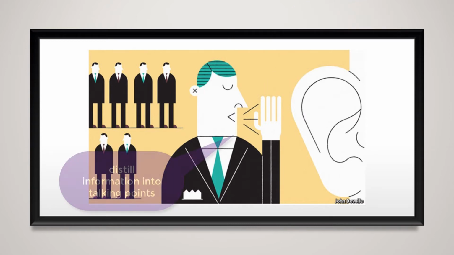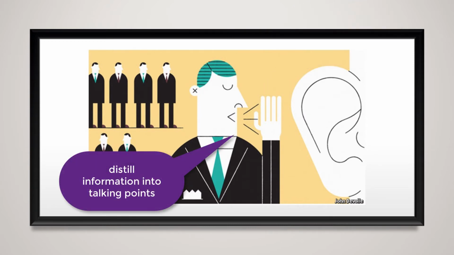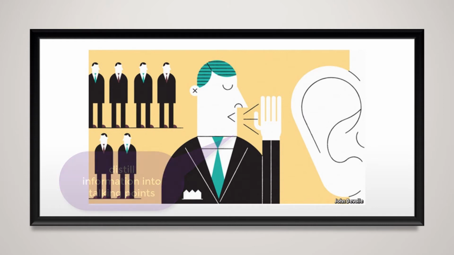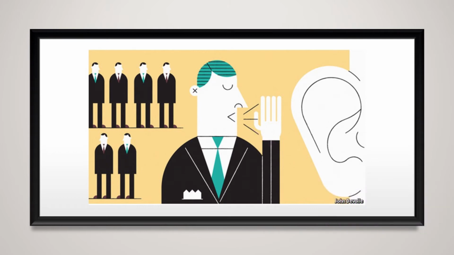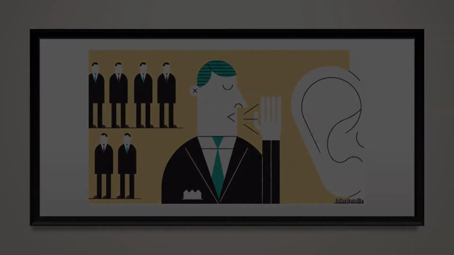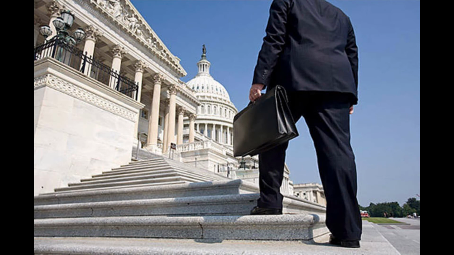Lobbyists also distill this information into talking points for lawmakers in order to influence the way in which issues are presented and discussed within Congress and before the public at large. Similarly, they offer legislative language to steer the shape that policy takes in committee rooms and on the floor of the House and Senate. And finally, in order to have an impact on the rules and regulations developed to assist in policy implementation, lobbyists try to forge relationships with executive agencies and bureaucratic staff.